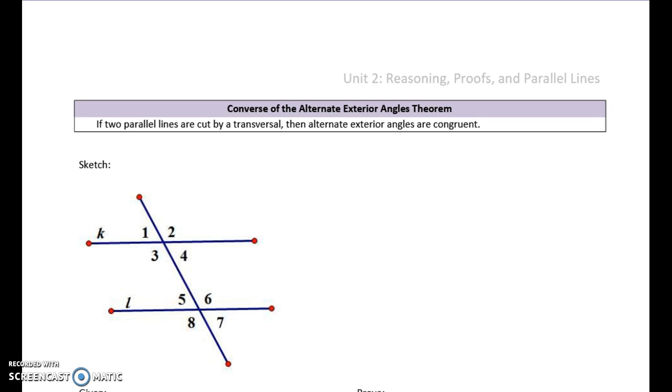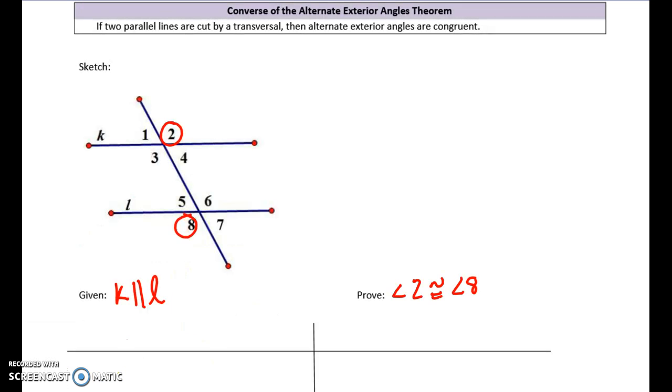If two lines are cut by a transversal, then alternate interior angles are congruent. Take a moment and tell me what you think the given statement and the proof statement could be. All right, now let's take a look at what I think it is. Well, the given is definitely K parallel to L, and I chose angle 2 congruent to angle 8 as my proof statement. You could have also done angle 1 congruent to angle 7.